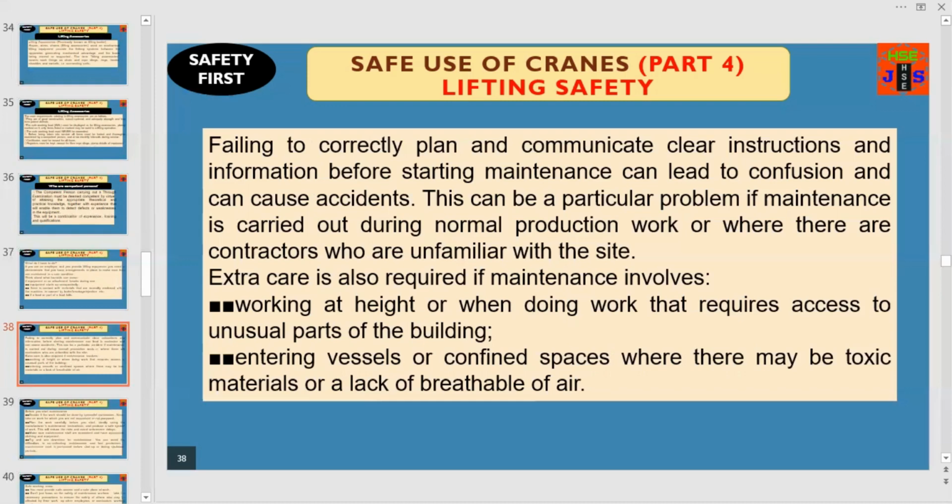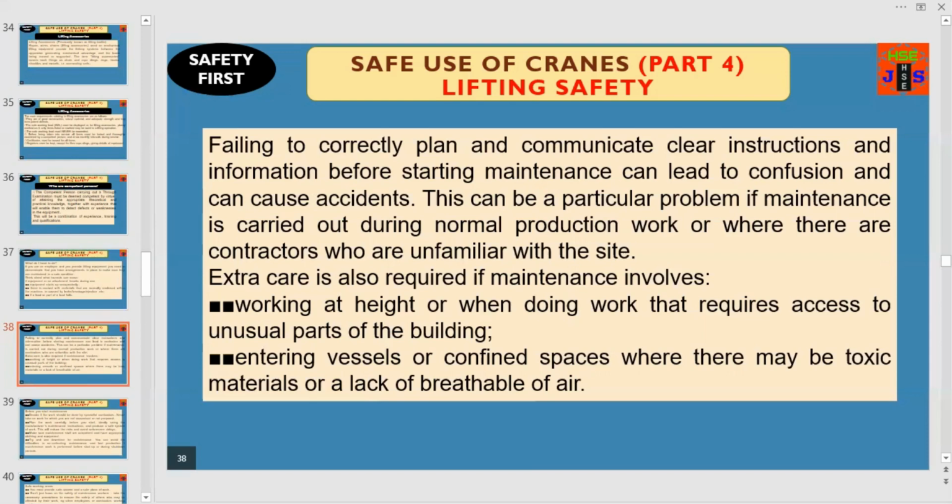Only by the implementation of a planned preventive maintenance program. Failing to correctly plan and communicate clear instructions and information before starting maintenance can lead to confusion and can cause accidents.